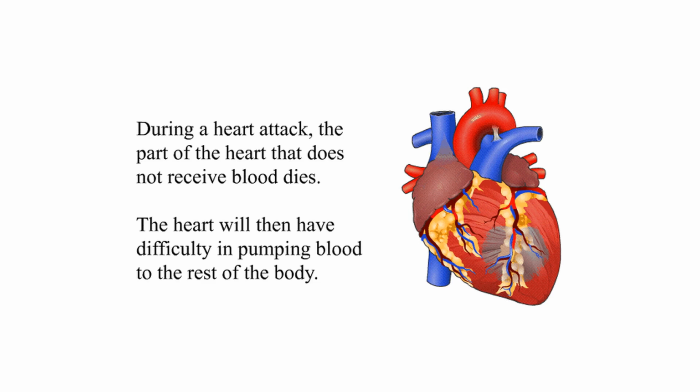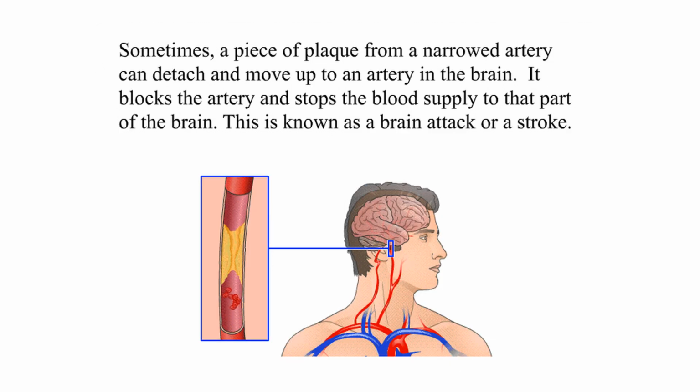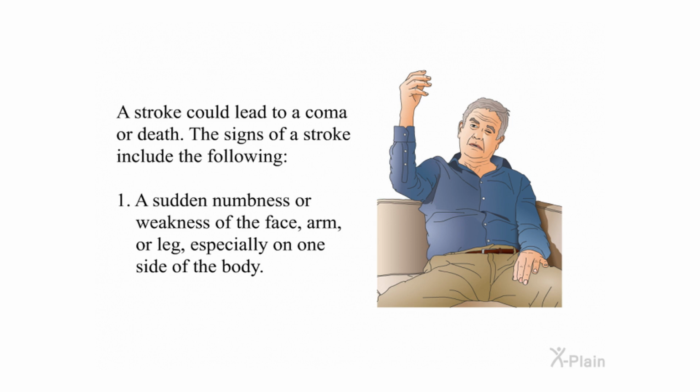During a heart attack, the part of the heart that does not receive blood dies. The heart will then have difficulty in pumping blood to the rest of the body. A heart attack may occur without any exertion. Its symptoms are similar to those of angina. Sometimes a piece of plaque from a narrowed artery can detach and move up to an artery in the brain. It blocks the artery and stops the blood supply to that part of the brain. This is known as a brain attack or a stroke. A stroke could lead to a coma or death.